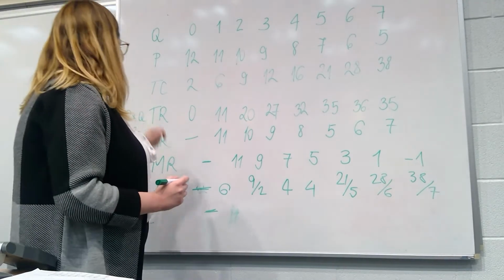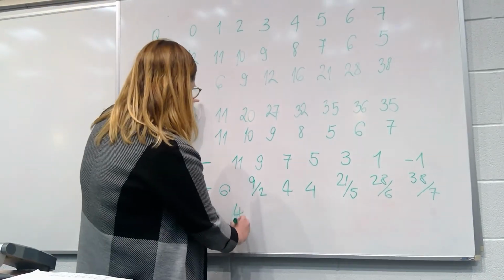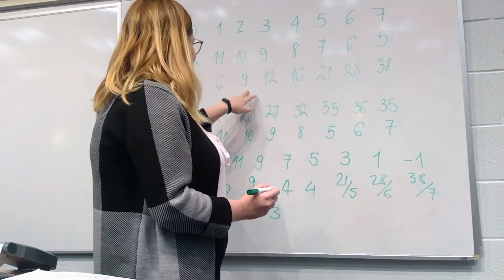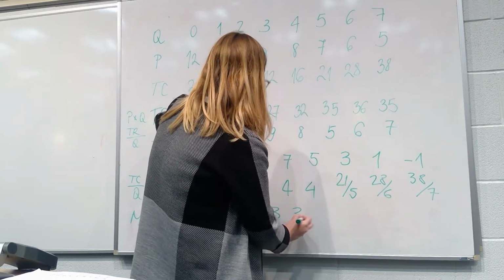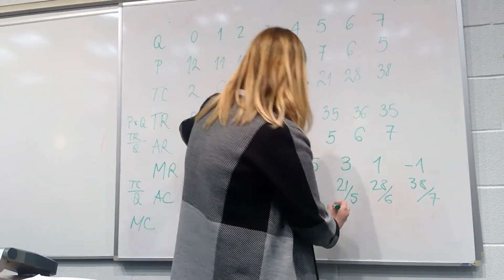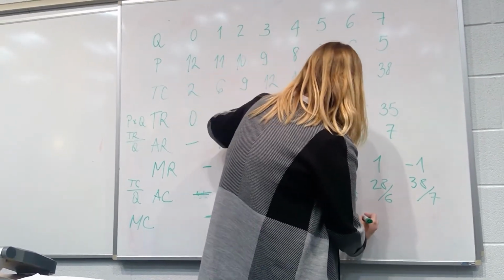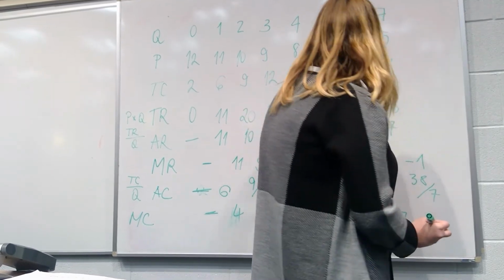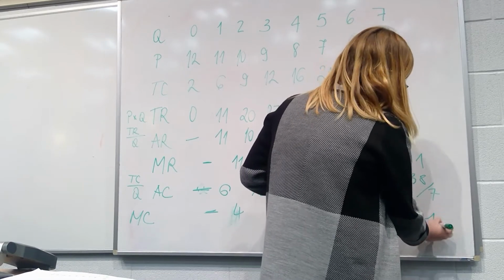6 minus 2, which is 4, yeah. Then 9 minus 6, which is 3, 12 minus 9, which is 3, 16 minus 12, which is 4, 21 minus 16, which is 5, 28 minus 21, which is 7, and then 38 minus 28, which is 10.